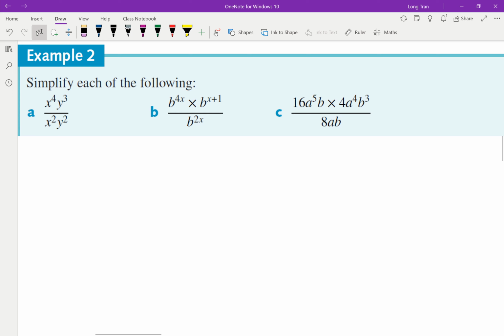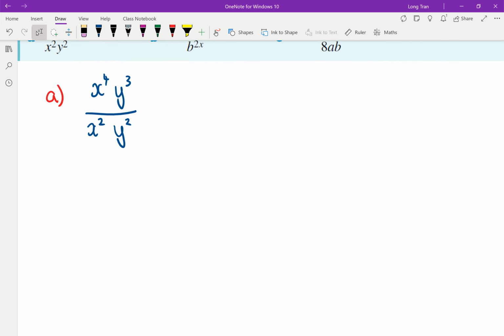Example 2, very similar. We've got A, and it says here we've got x to the power of 4 and y cubed, all divided by x squared times y squared. In this case, it's all about division. So another way to look at it is you can write it as x to the power of 4 divided by, which means you're going to subtract the powers, so minus 2. And again, remember, x next to a y means times, so I'm going to put the times there, and this means I'm timesing by y to the power of 3 minus 2, and this gives me x squared y^1, which you can leave as y.